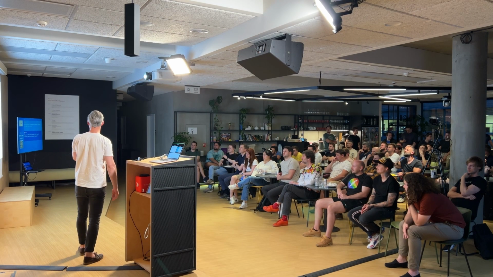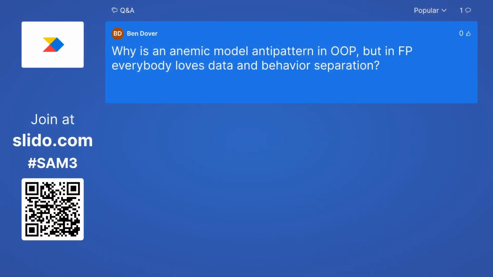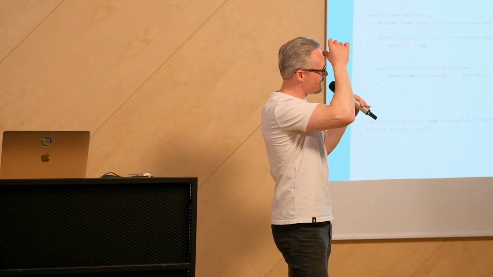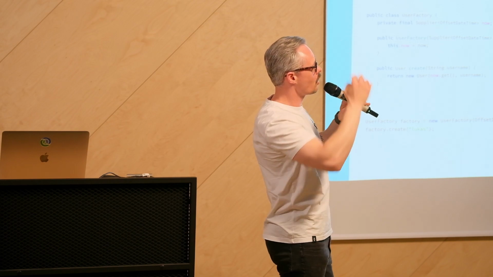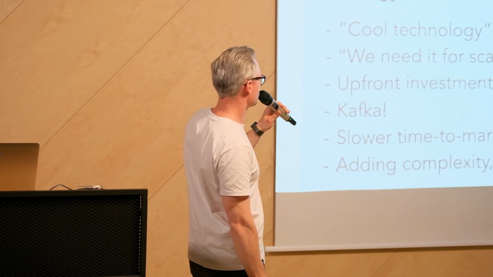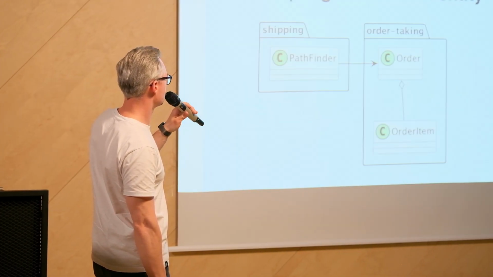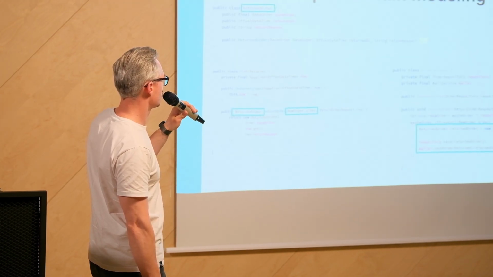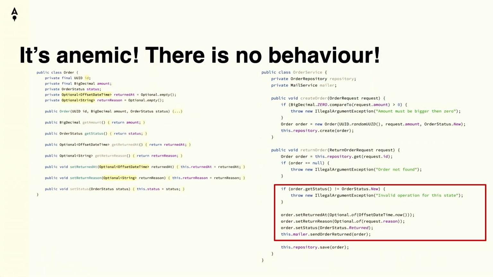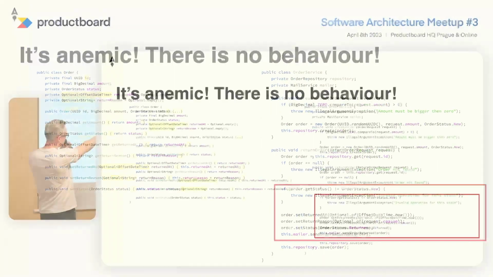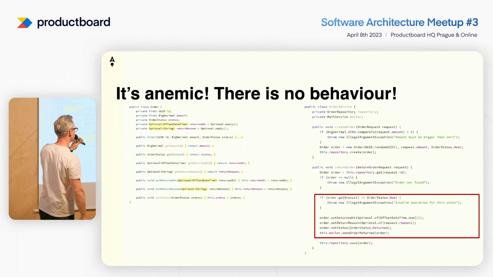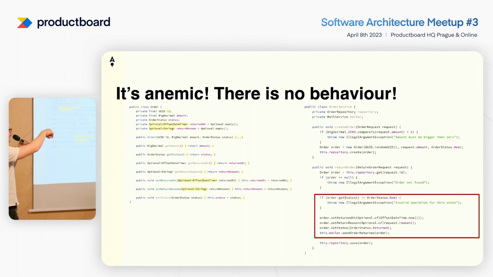Okay, the last one. Why is an anemic model an antipattern in OOP, but in FP everybody loves data and behavior separation? The anemic model is not related to OOP or FP. I would go back to the first example. Even if this were written in Clojure and there were just a return order function accepting probably three arguments, this function would still be anemic.